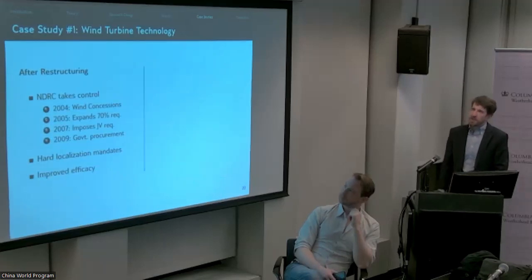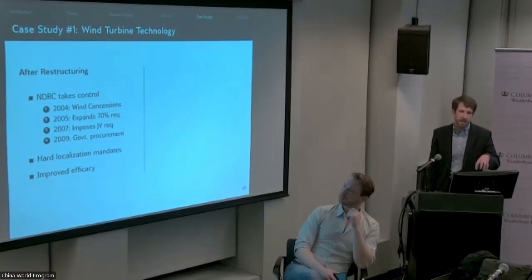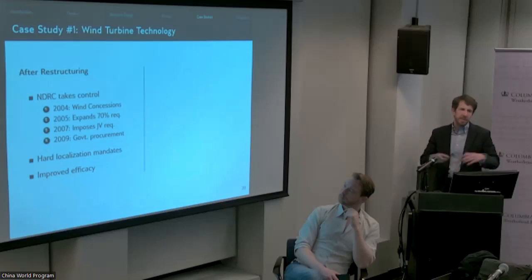So the situation changes pretty dramatically with the creation and consolidation of the National Development and Reform Commission in 2003. Within a year of its formation, the NDRC embarks on an ambitious campaign of technology localization of wind power, first through a series of local content requirements through a program called the Wind Power Concession Program, and then in 2005, expanding these local content requirements nationwide. Basically what the NDRC does is it says, if you want to build a wind farm in China, you need to source 70% of your content locally.